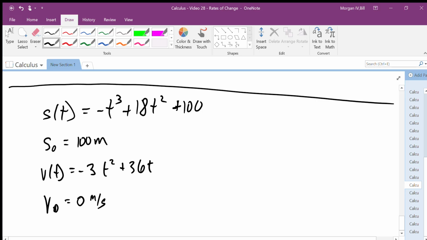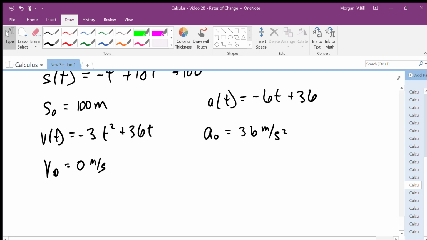What is the acceleration function, a of t? That's the derivative of the velocity function. That is negative 6t plus 36. And what is the initial acceleration? This time the acceleration is a line, it's linear, so it's going to be different at different times. But at a naught, when t is equal to 0, we get 36 meters per second squared.